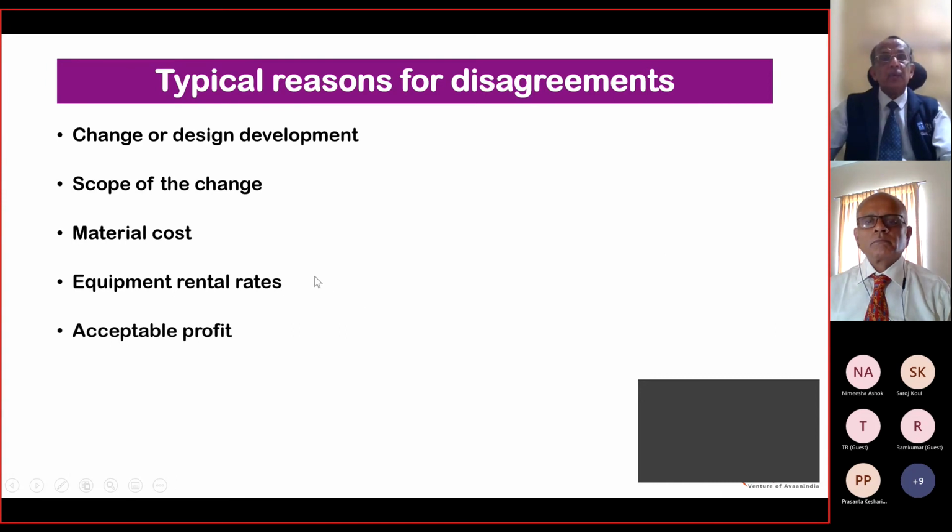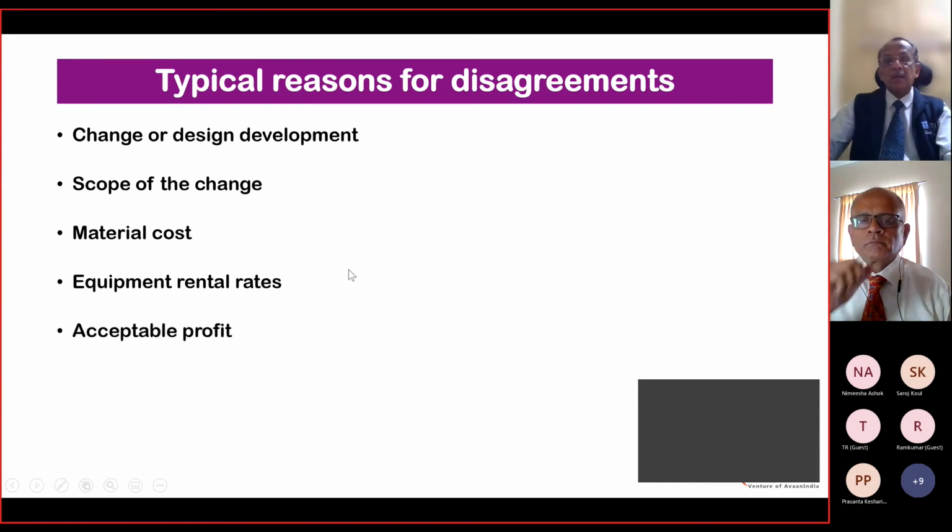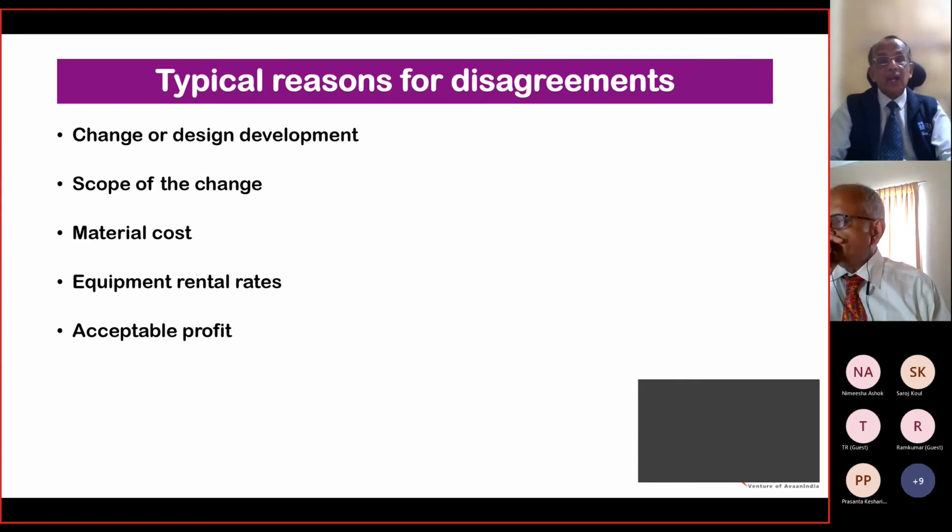Now, when it comes to equipment rental rates, normally it can be taken on a lease, on a monthly basis, quarterly basis, half yearly, or whatever it is. Or it can be on a per day basis as well. So all this has to be stated properly. What is the basis for the rental?